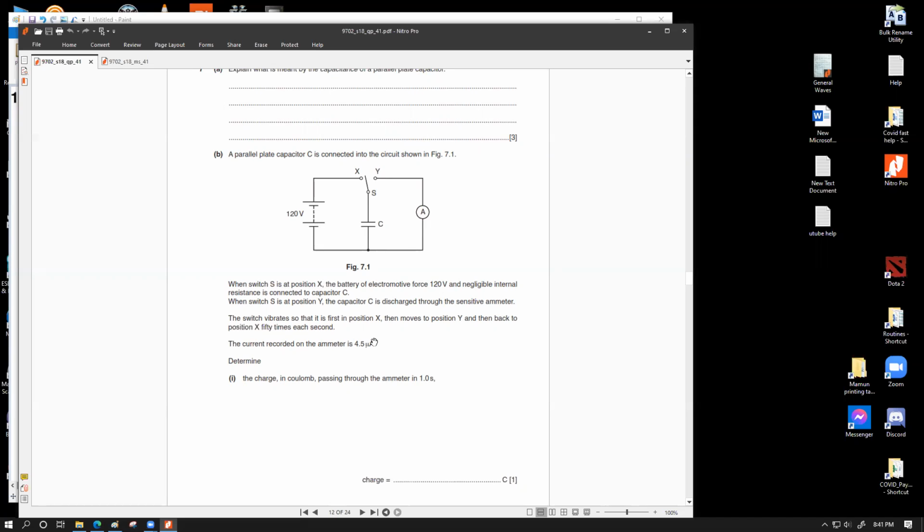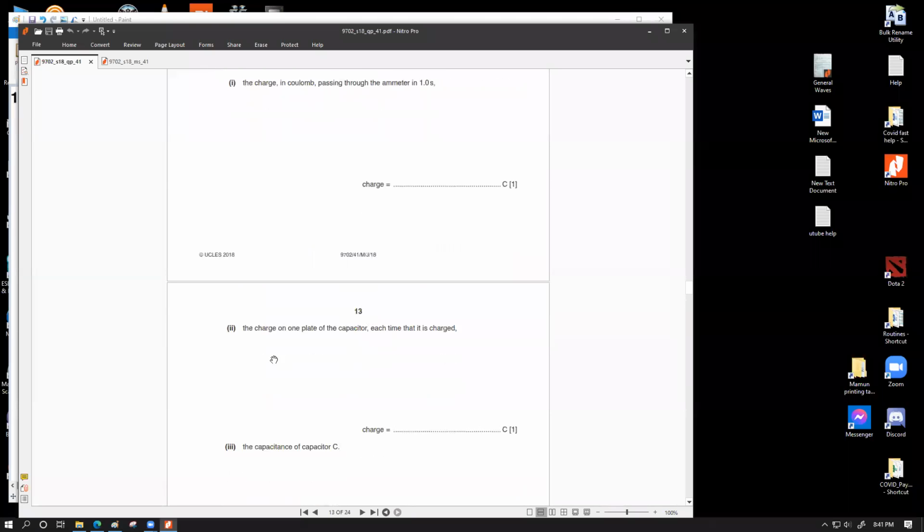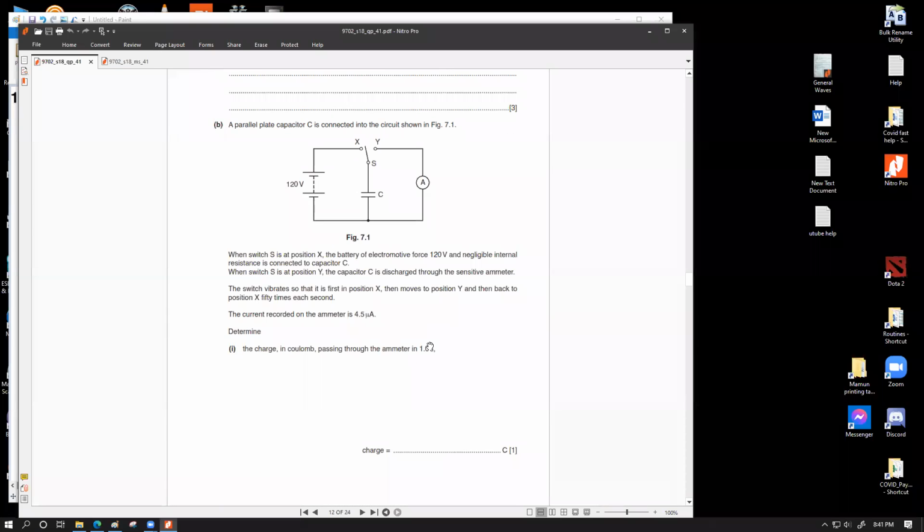Okay, acha. Further question. Then the question is the charge on one plate of the capacitor each time that it is charged. Q equals CV. We calculated the charge. It is put back and forth. This uncertainty is divided by 50.